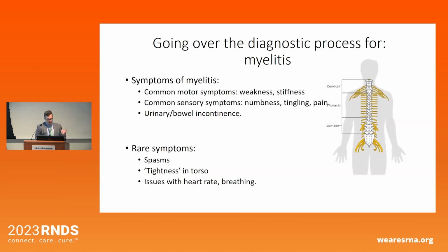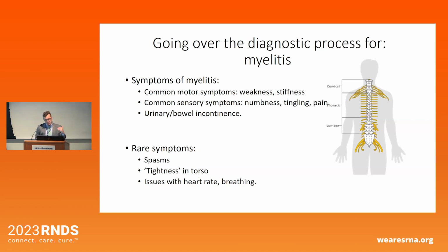I kind of rank them in the 3 common symptoms being motor impairments, so some sort of weakness. Sometimes people can develop trouble with stiffness in a joint. Sensory symptoms like numbness, tingling, or pain. Often you may hear the word sensory level. In people with spinal cord injuries, they develop a very, very defined line where there's a loss of sensation. And then urinary and bowel issues, usually some sort of incontinence or retention of urine or stool, can also be a common sign.